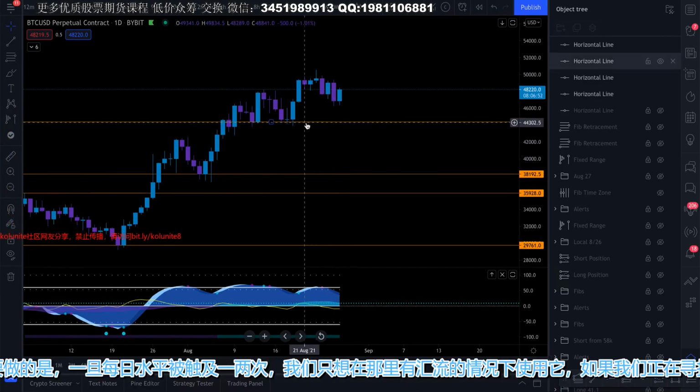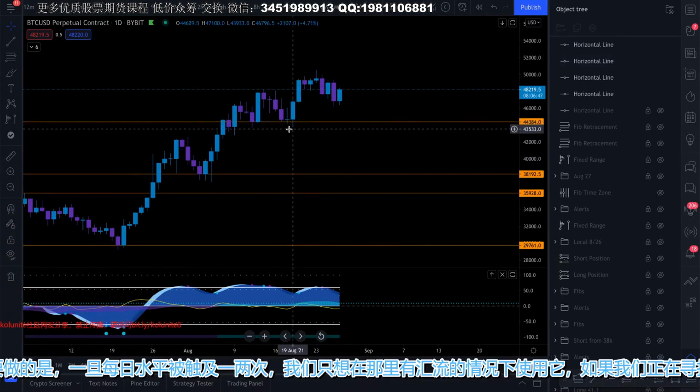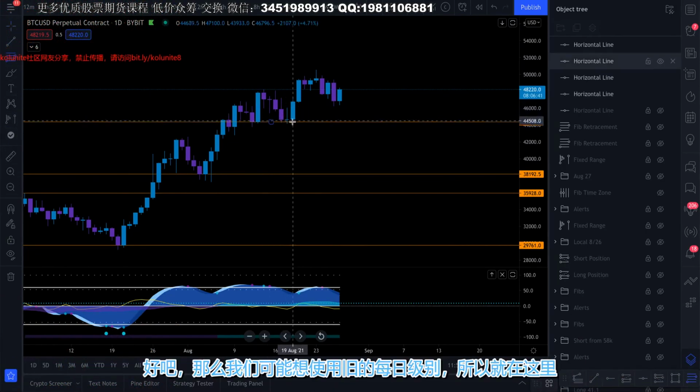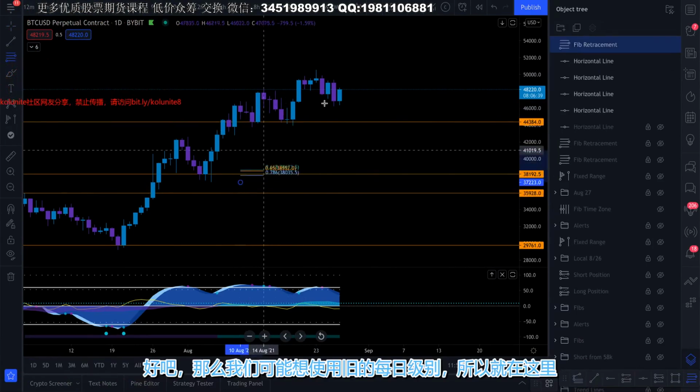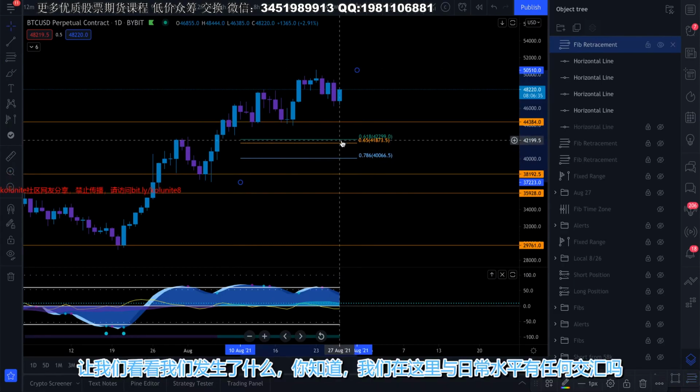And so then what we want to do is, once the daily level has been touched maybe 1 or 2 times, we only want to use it if there's confluence there. If we're looking for confluence, okay, then we might want to use an older daily level. So right here, let's just see what we got going on.